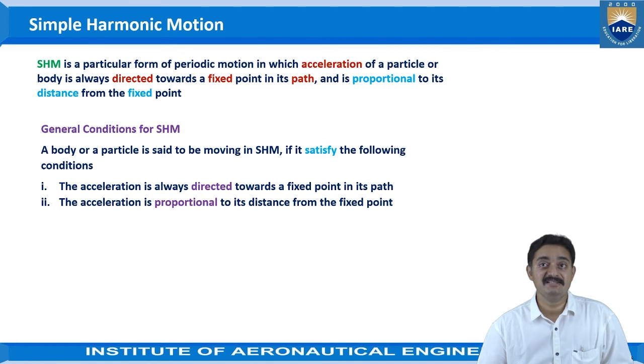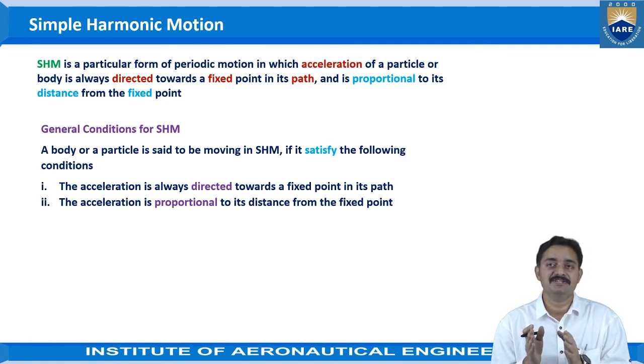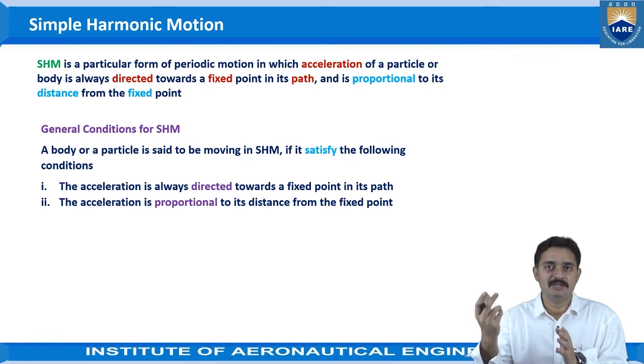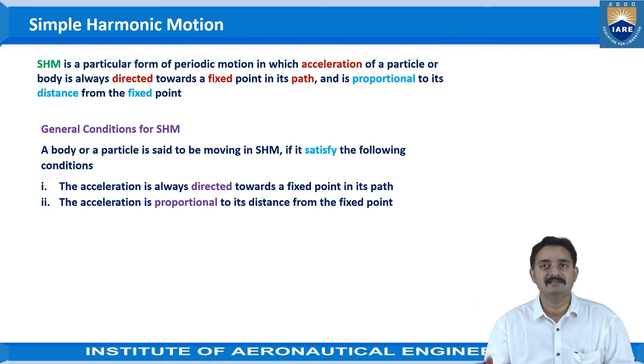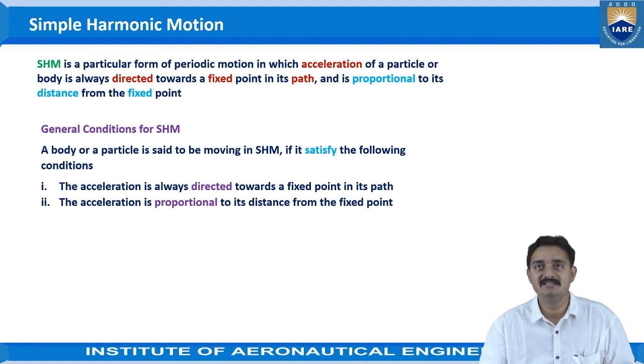Then the second one is the acceleration is proportional to its distance from the fixed point. That means as the distance increases, acceleration decreases. As the distance is decreasing, the acceleration is increasing, as we have seen in the figure just now. As the distance from the fixed point to the object is increasing, the acceleration decreases, and as it is decreasing, the acceleration increases. So we can say the acceleration is proportional to its distance from the fixed point. So these two conditions are needed in the vibration to call the movement simple harmonic motion.